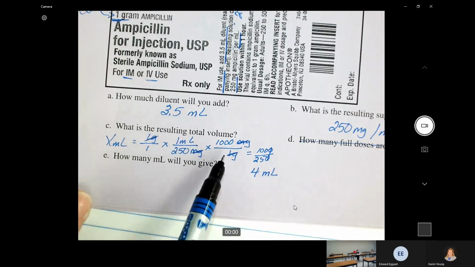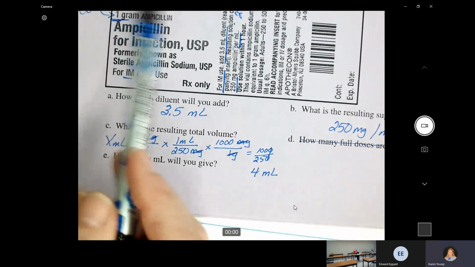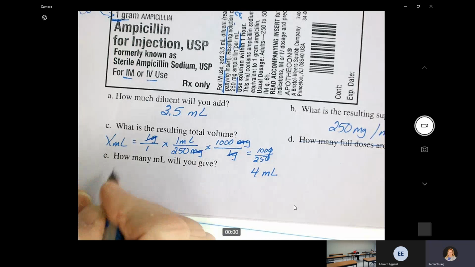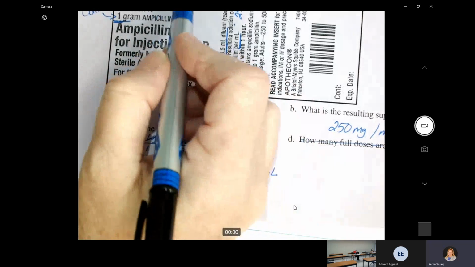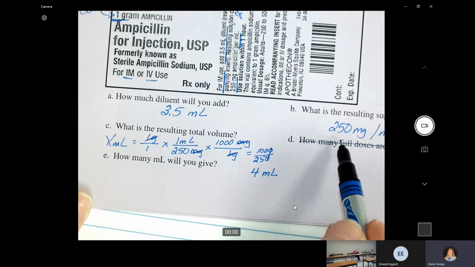I need the 3.5 to know how many milliliters I've got to put to make the concentration of 250 milligrams per milliliter. The 4 milliliters I need to make sure I'm going to have enough milliliters in that vial to be able to give the doctor's orders. So I really need, again, my doctor's orders and the supply dosage, my dosage form over my dosage strength.